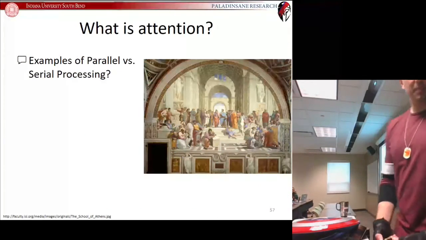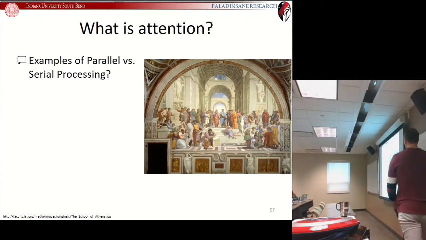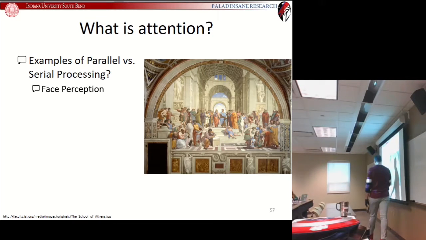So I know we got examples of parallel versus serial processing coming up. One of the places where we can see serial versus parallel processing, and having one versus not having the other, has to do with face perception. In the next slide I'm going to pop up an image on the screen, and if you've seen it already, recuse yourself from the demonstration.